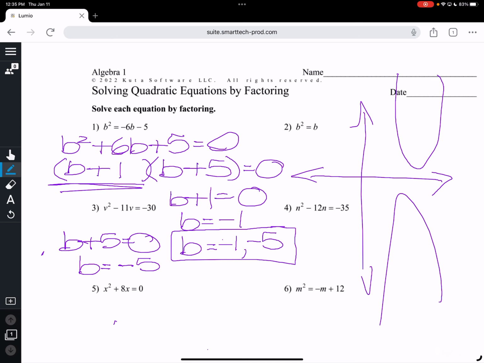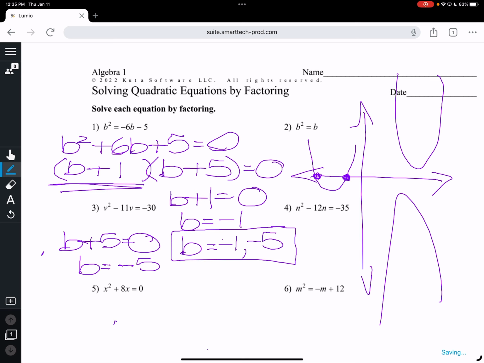A positive lead coefficient makes it a smiley face. If we have a lead coefficient that's negative, it'll be a frowny face. Okay, so it's a smiley face. These values, -1 and -5, are where the parabola will cross the x-axis. So it will be a smiley face, -1, -5, and it will look something like that.